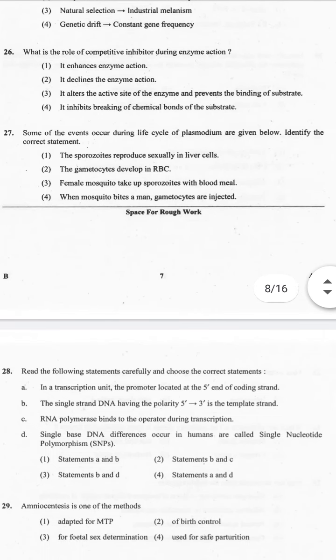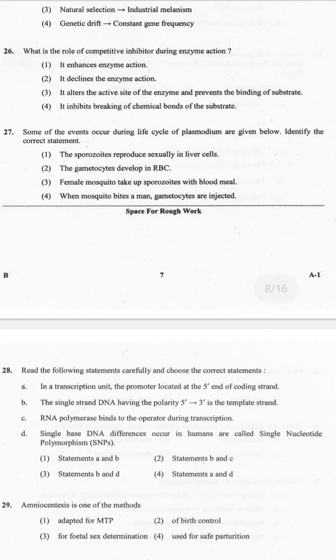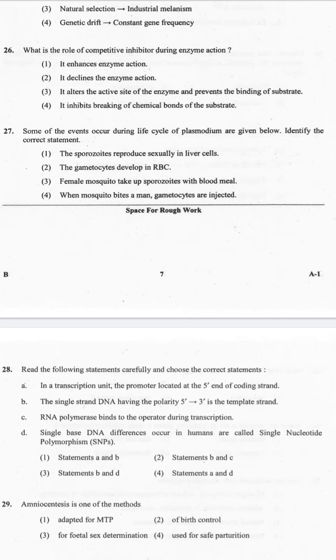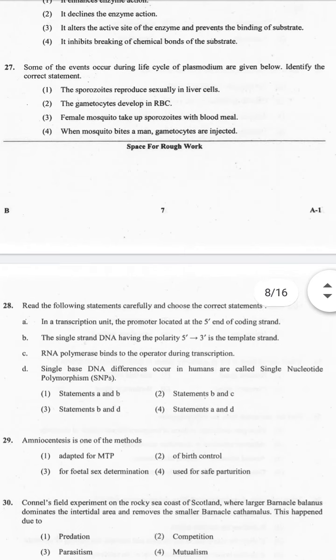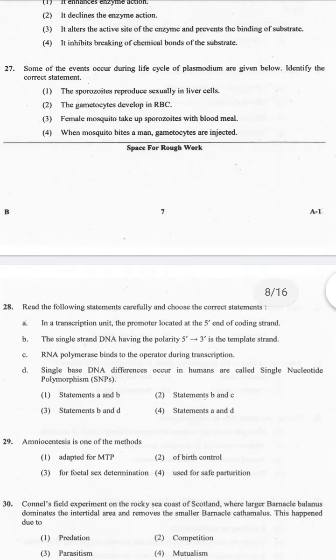Some of the events that occur during the life cycle of Plasmodium are given below. Identify the correct statement. 1. The sporozoites reproduce sexually in liver cells. 2. The gametocytes develop in RBC. 3. Female mosquito takes up sporozoites with blood meal. 4. When a mosquito bites a man, gametocytes are injected. So the correct answer for this question is option 2.